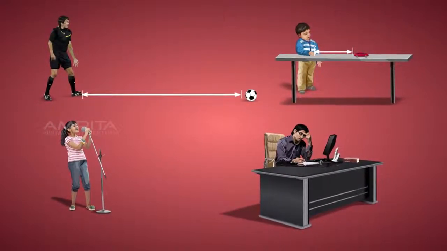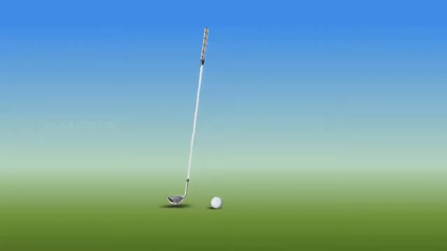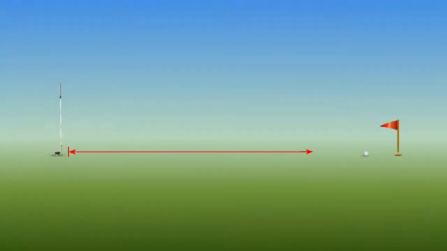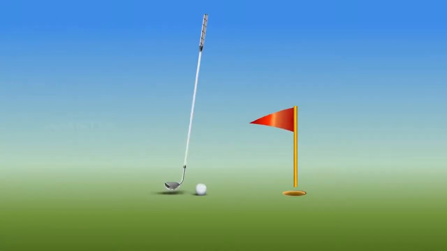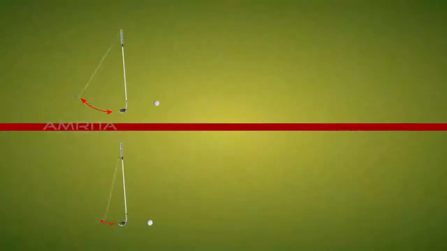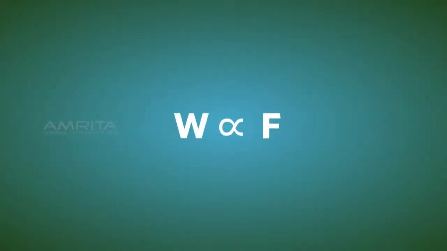So guess you got the difference in meaning now. If a lot of force is applied to a body, it moves the body a longer distance in the direction of the applied force, resulting in a large amount of work being done. Whereas a small amount of force applied on a body moves the body only a short distance, resulting in a lesser amount of work being done. That is, work done by a force depends on the magnitude of the applied force. That is, W is proportional to F.